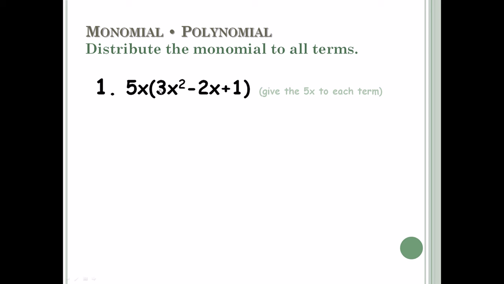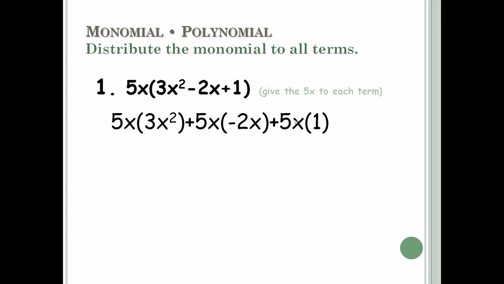So you're going to do 5 times 3 and x times x squared. And then 5x times negative 2x. That's 5 times negative 2. And then x times x. And then we got to give the 5x to the 1. So 5 times 1. And then we have the x there. So that's what you're doing when you do a monomial times a polynomial. And so you just do the math there. So you have 15x cubed, take away 10x squared plus 5x.